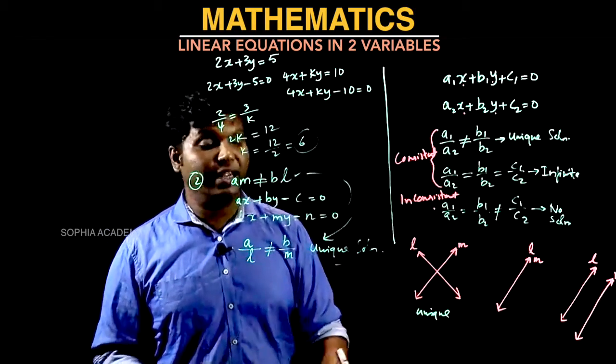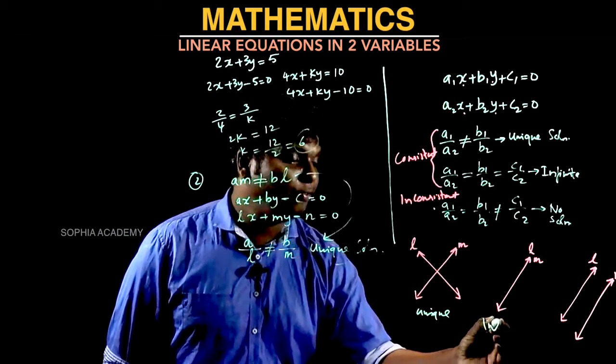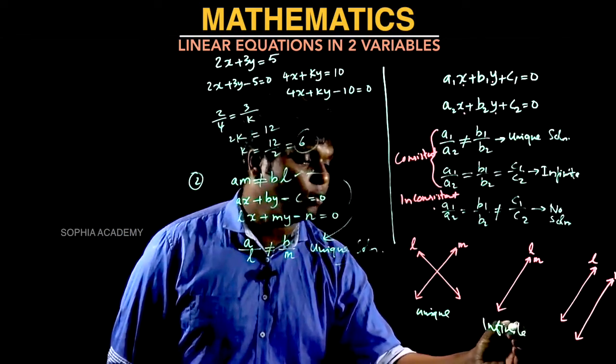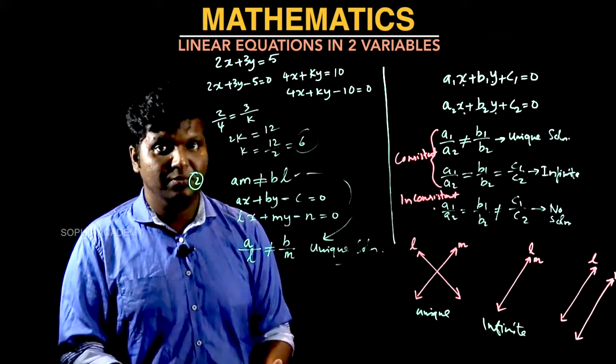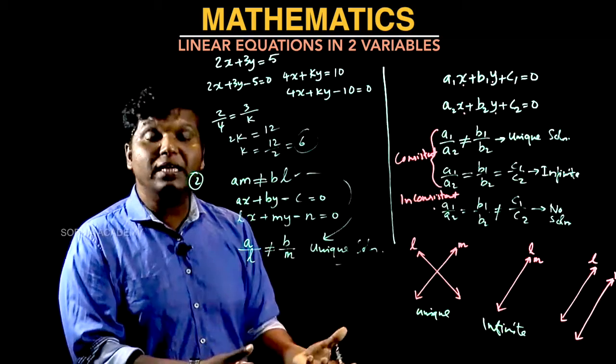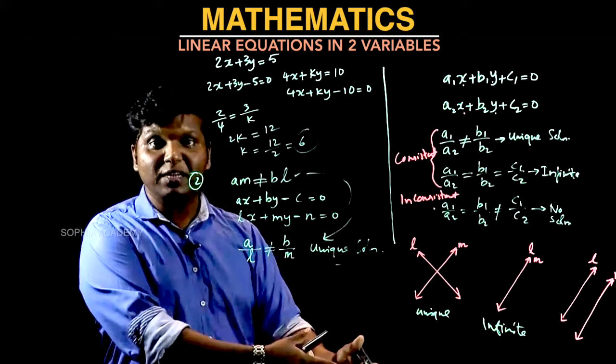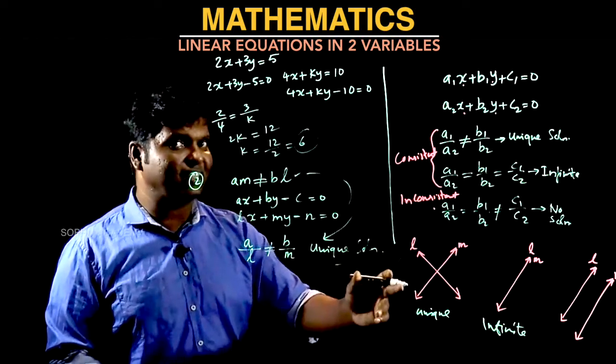So in this case, we can say there are infinite solutions. Infinite solutions means plenty of solutions. We can't count them, right? They are countably infinite, meaning we can't count and finish them. Plenty of solutions are there. That is the second condition.